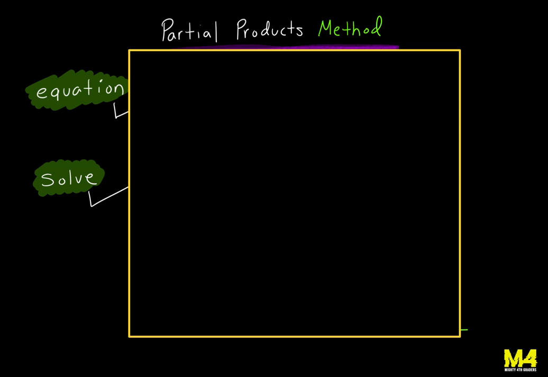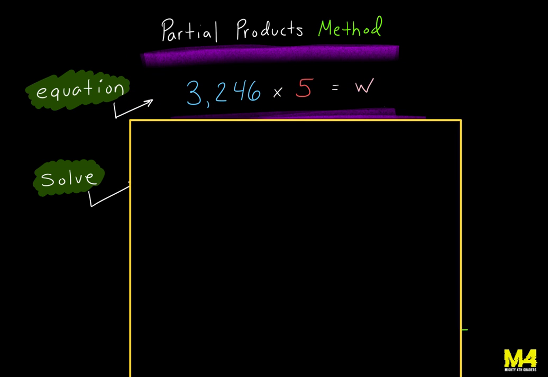So with the partial products method, we're going to look at our equation first. Let's bring that down. Now our equation is 3,246, and we're going to multiply that by 5. As you can see, we don't know our answer yet, so I'm going to put a variable here, a letter, to stand in the place of my answer. So I'm going to put W here, and eventually that W will be our answer.